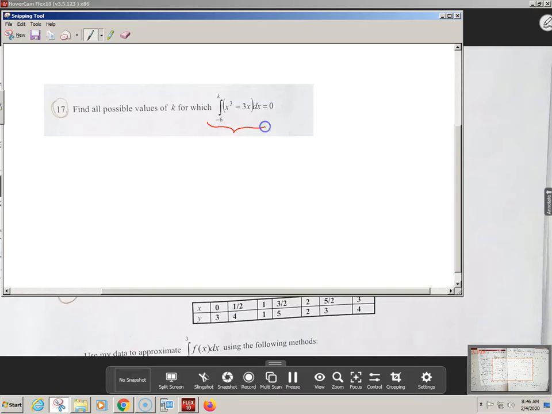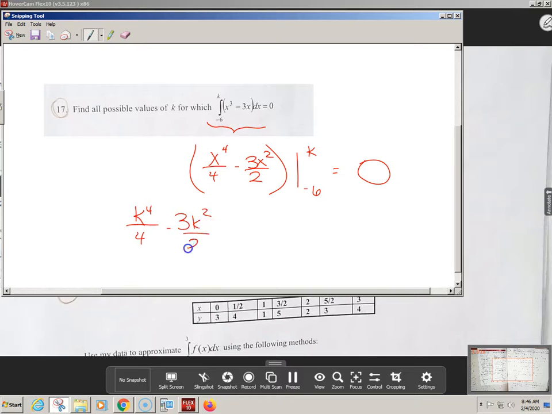You could just go the straightforward route of, I can actually anti-derive this. And I can anti-derive it from -6 to k. This isn't a hard antiderivative. And I know that that final answer needs to be 0. I could plug in k to the 4th over 4 minus 3k squared all over 2. And then I have my f of b, bless you, minus f of a.